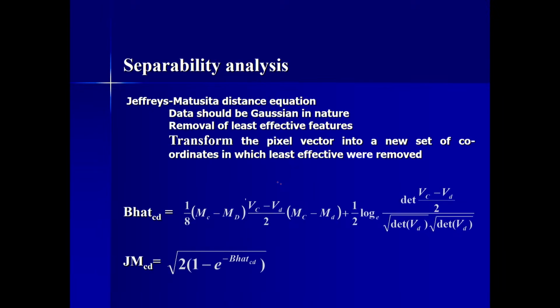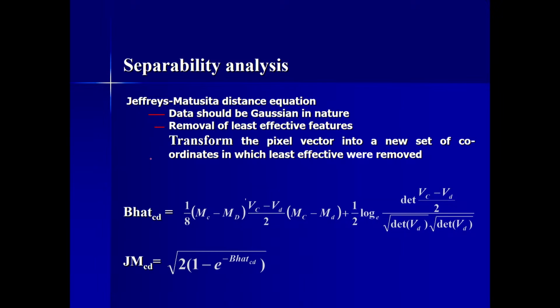Then the second variable I mentioned is the Jeffreys-Matsushita distance. Here also it requires that the data is Gaussian in nature. Removal of least effective features should be there, and transform the pixel vector into a new set of coordinates in which least effective features were removed. So overall, in the effect of separability analysis, if you have 10 bands, it can remove 4 bands, and these 4 bands have very high spectral correlation with the other bands. That's why these redundant bands are removed, and the minimum optimum bands are kept for mapping the classes you are looking for.